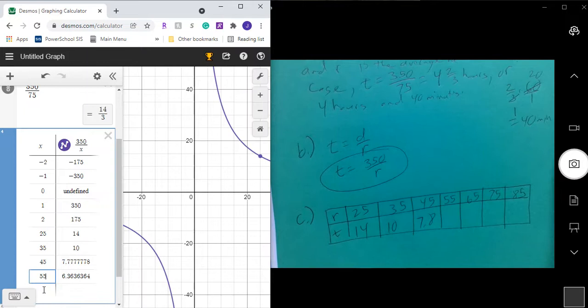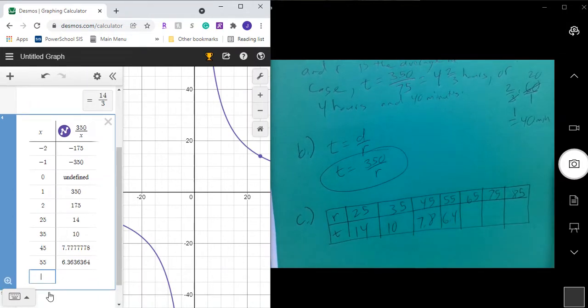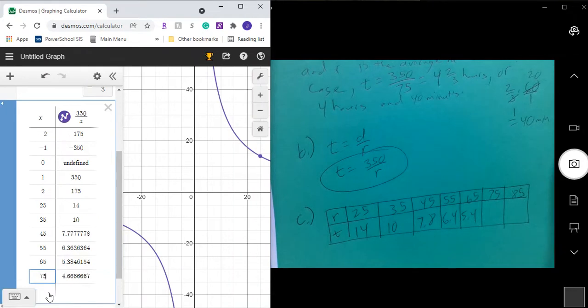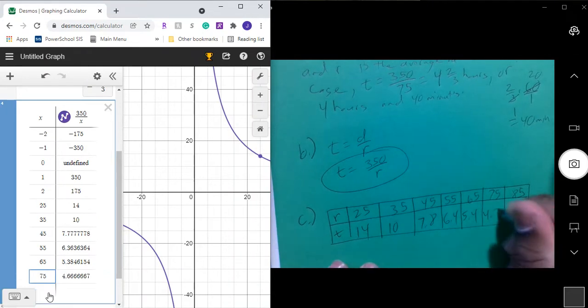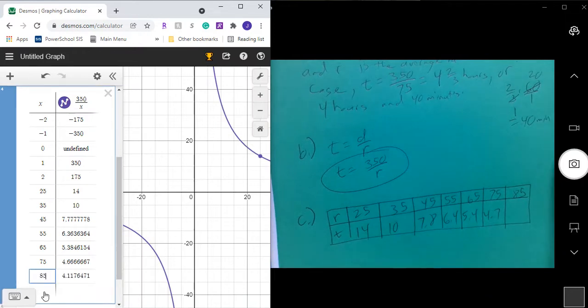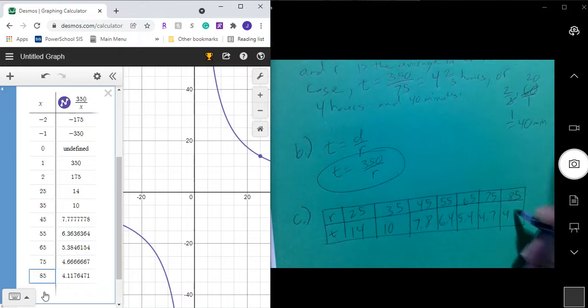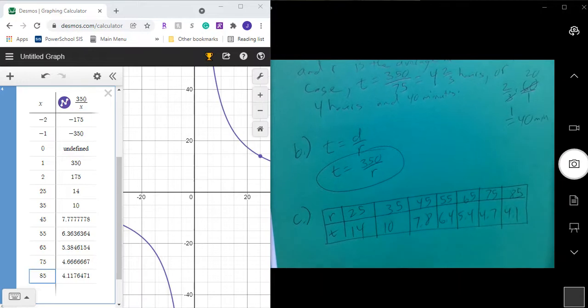55. It'll give us 6.4. 65. It'll give us 5.4. 75. It will give us 4.7. And then finally 85. It'll give us 4.1. Okay, so now we have our values here for C, and so we're done with C. Now we're going to move on to D.